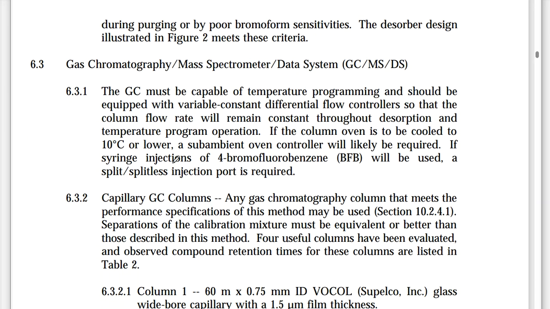All right. 6.3 is also another piece of equipment that we need for this method, and it says a gas chromatograph. We abbreviate this as GC. A mass spectrometer, we abbreviate as MS. So we need a GC-MS system, and just like before, this is section 6.3, and there are a couple of pieces of criteria that fall under this category, letting me know what my GC-MS should be able to do. For instance, it says the GC must be capable of temperature programming and should be equipped with a variable constant differential flow controller so that the column flow rate will remain constant throughout a desorption and temperature program operation. If the column is to be cooled to 10 degrees or lower, a subambient oven controller will likely be required. If syringe injections of 4-bromofluorobenzene will be used, a splitless injection port is going to be required.